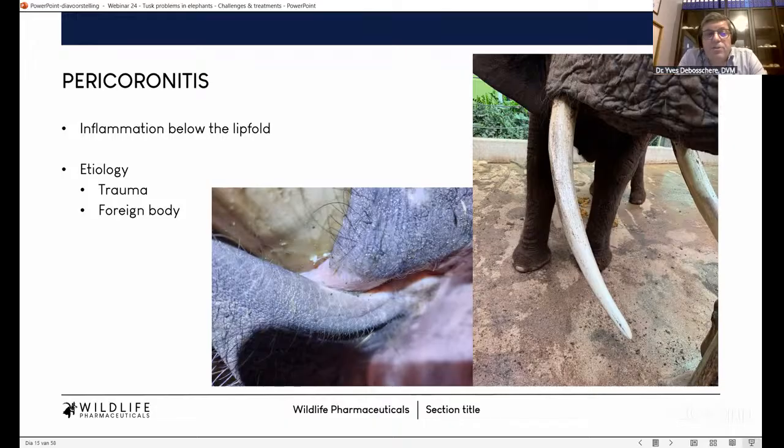So the treatment of pericoronitis is easy. You just have to wash it and flush it with chlorhexidine twice a day in the beginning, and after 2 weeks you can go to once a day, rinsing it with chlorhexidine, and afterwards just keep it clean and make sure that your elephant is not hitting the bars anymore. But it's important to know that things like that can happen.